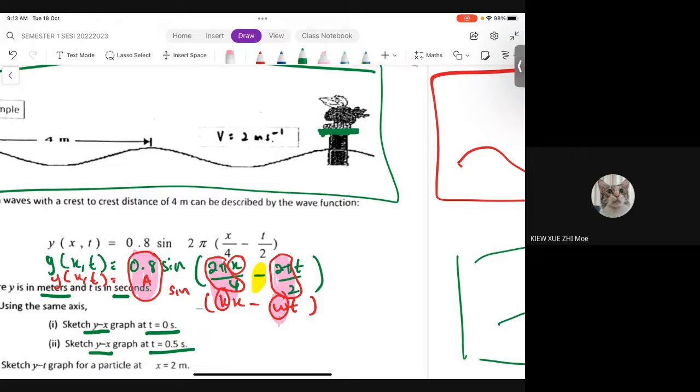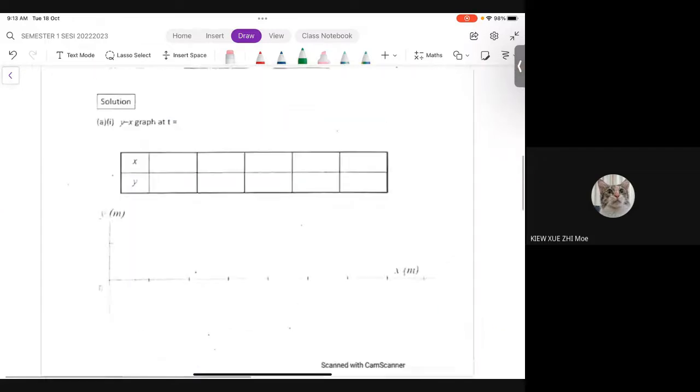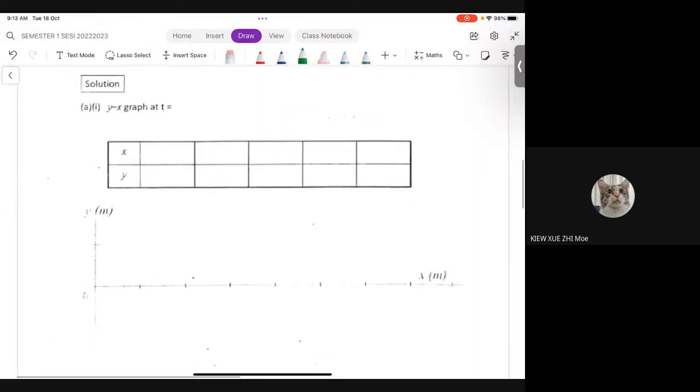Either it sits at equilibrium, or it sits at maximum A, or negative A, or in between. I don't know. So how to calculate this? That's why I give you a solution. You have to make a table. I always make a table. Okay, why? Because it's easier for you.